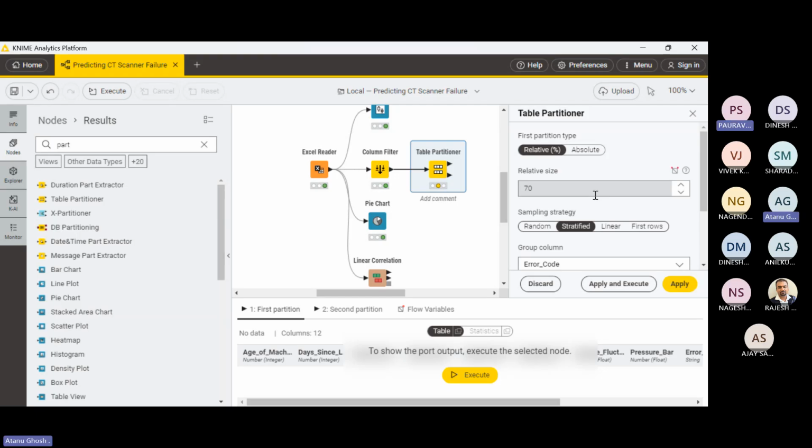Because here the output is yes or no, whereas in regression it's a number which we are predicting. It's a continuous number. Okay, and it is the sampling.